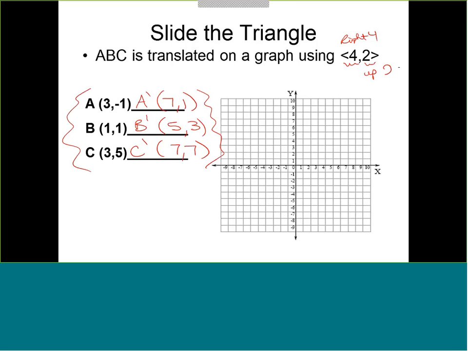ABC is translated on a graph using 4, 2. Slide the triangle. I'm just going to plot out the second one. So 7, 1, 5, 3, and 7, 7. I suppose I could plot out the pre-image also. I'll just plot out the pre-image as well. 3, -1, 1, 1, and 3, 5. There we go.